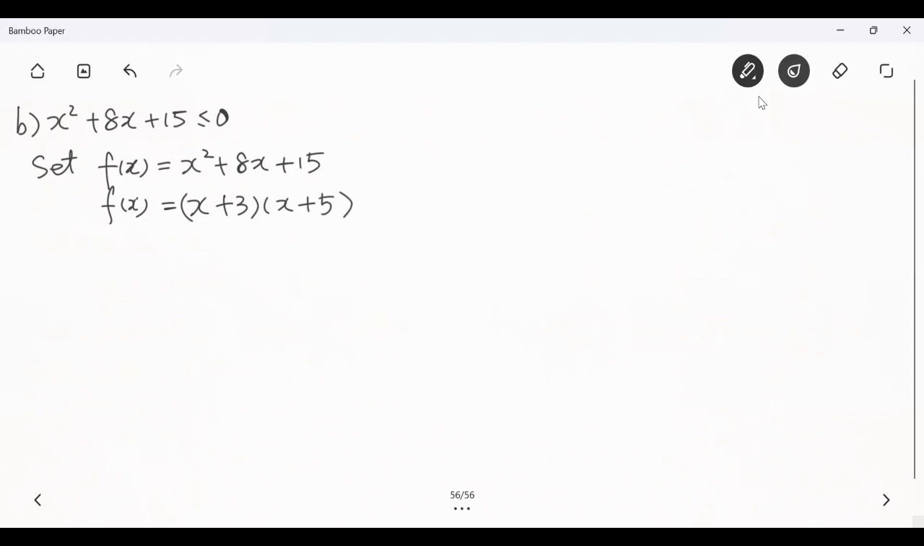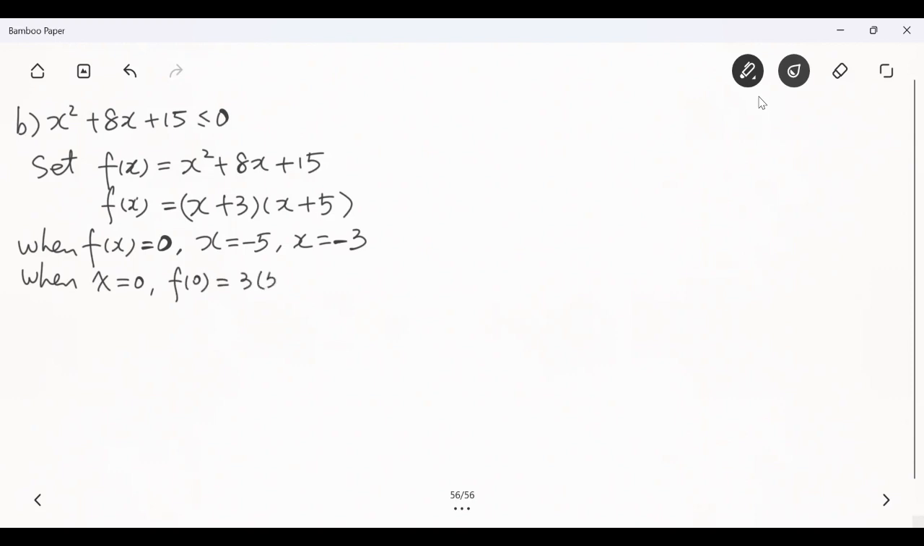Then we find the x-intercept when f(x) equals 0. When x plus 5 equals 0, we get x equals negative 5. When x plus 3 equals 0, we get x equals negative 3. And then we find the y-intercept. When x equals 0, y equals 3 times 5, which is 15. Then we graph like that.